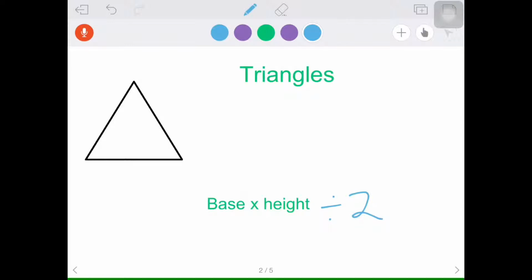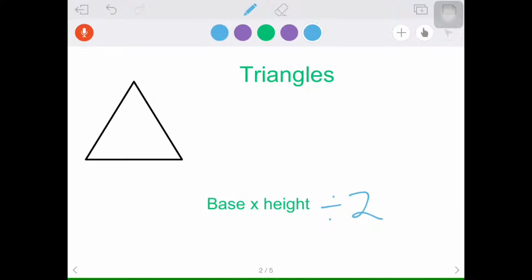The reason for divided by 2 is that you can think of it like when you do base times height, you get 2 triangles' area. And you don't want that. So when you divide by 2, it equals 1 triangle, which is awesome because you only want 1 triangle. You don't want both of them.